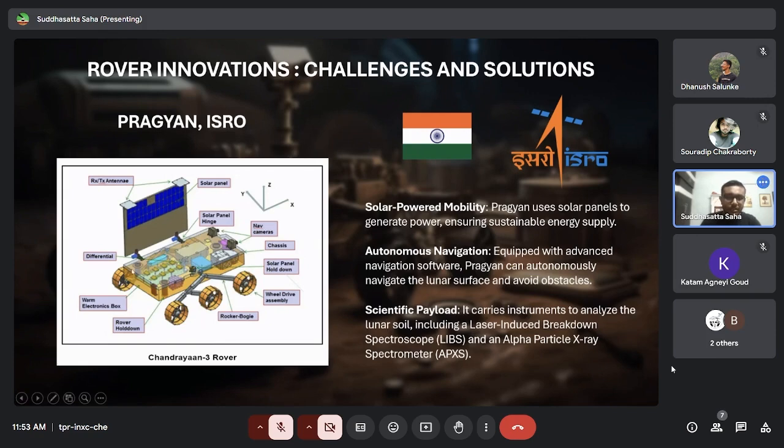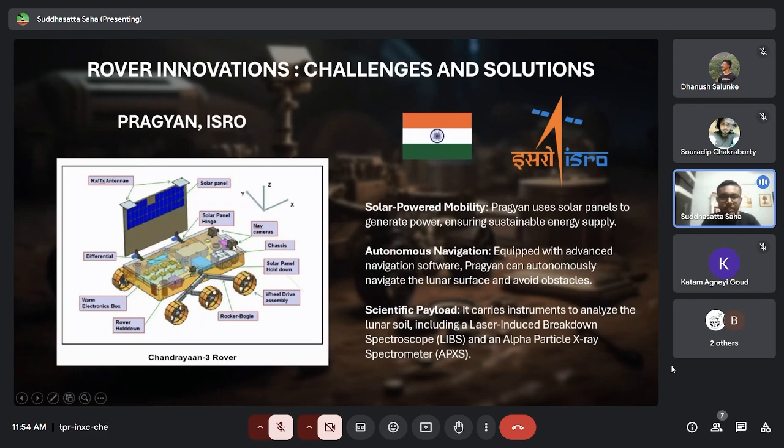So here you see, this is the platform which houses all the scientific instruments and robotic arm and all. Pragyan did not have a robotic arm, but it has a load of scientific instruments and apparatus to conduct experiments, and real-time data analysis mechanisms are there. And then you can see there's this electronic box, and this is the rocker bogie which I just showed you. So the same rocker bogie is used in Pragyan as well.